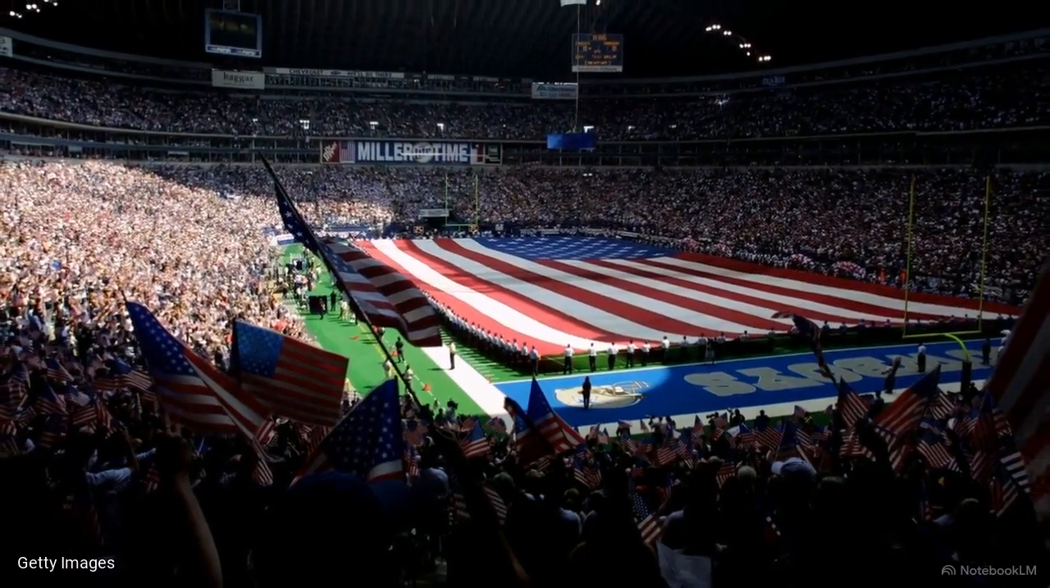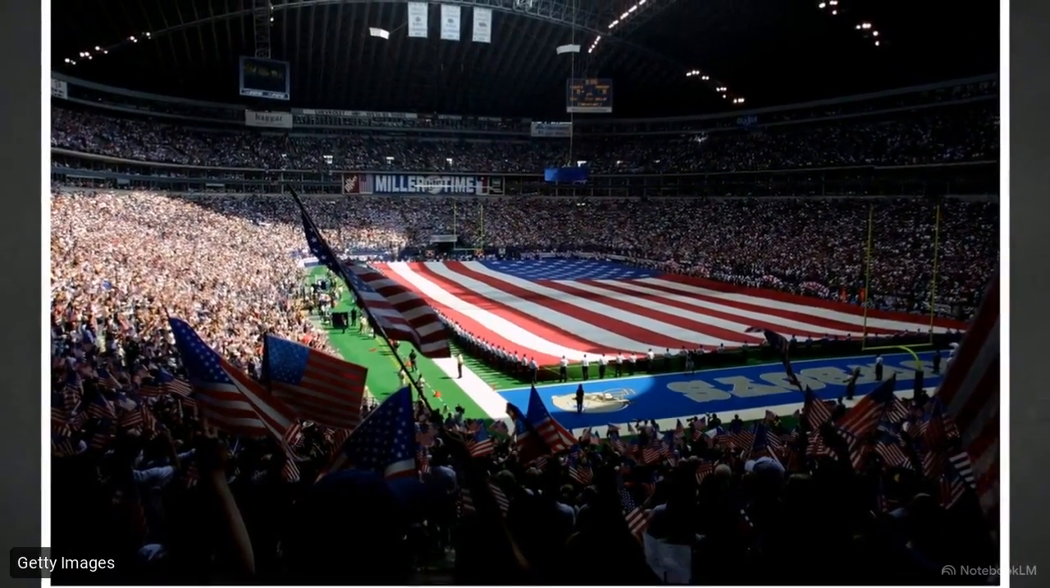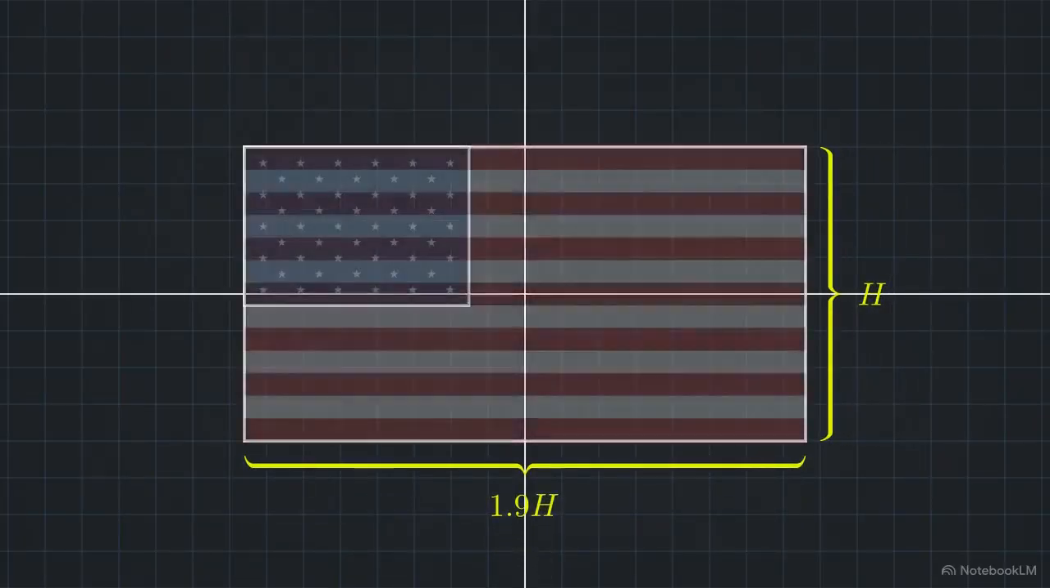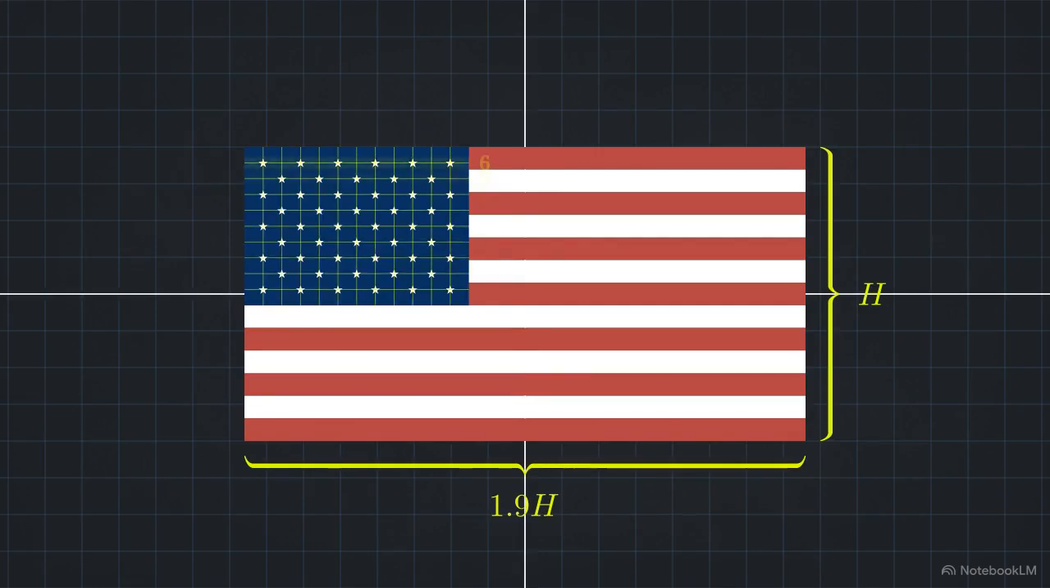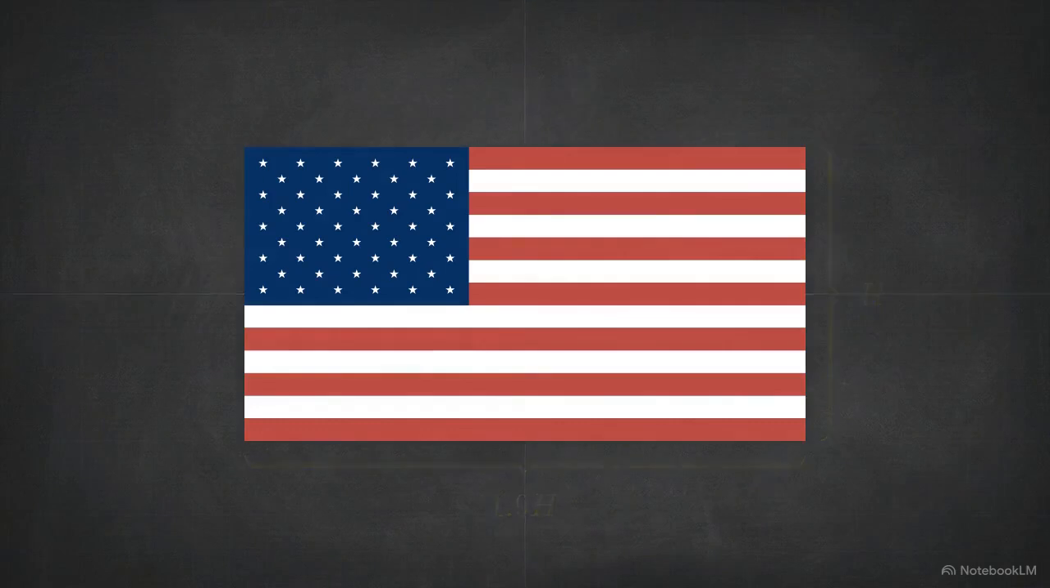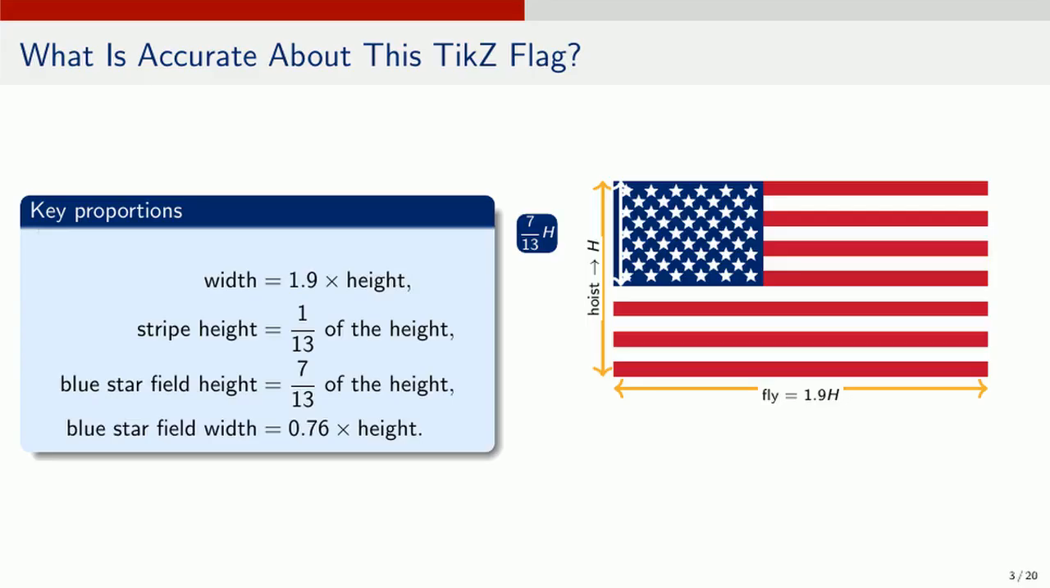When unfurled across a stadium field, the United States flag is an imposing piece of fabric. But beneath the patriotic colors is a strict geometric blueprint. Every element on this banner is governed by precise fractions, alternating arrays, and rigid proportional dimensions. This diagram illustrates the flag's exact proportions.